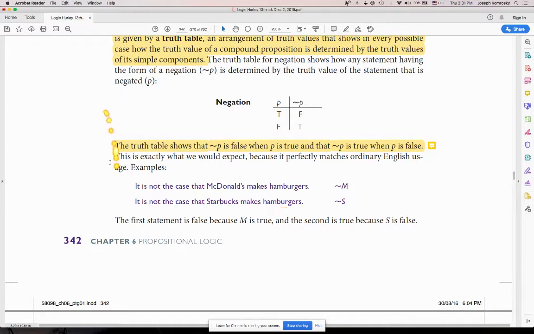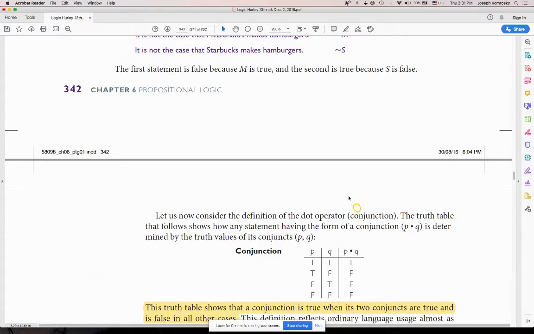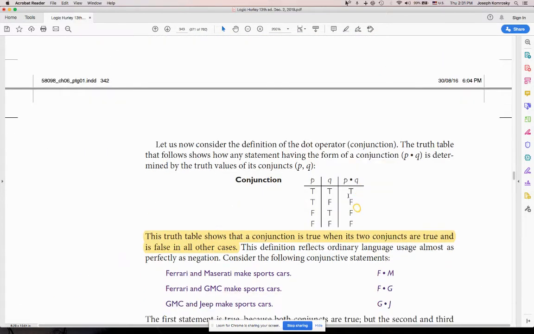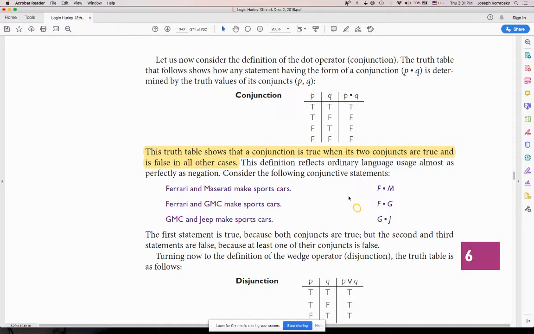Okay, so this is just an example now of 6.1 and 6.2 in effect. 6.1 is you translate, you symbolize. 6.2, which one we're in now, you give me the truth value. Okay, and again, I'll show you homework examples, more of them in this second video. But here we go, conjunction.